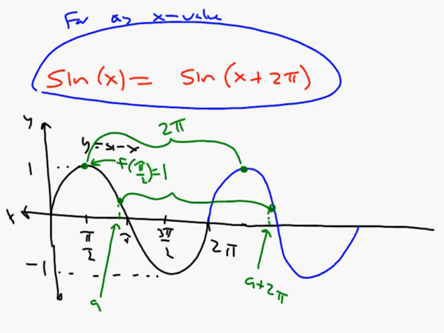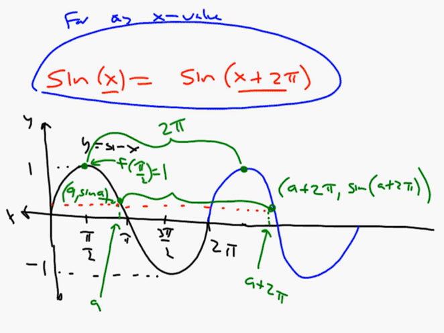This point here has coordinates a comma sine of a. And over here, this point has coordinates a plus 2 pi comma sine of a plus 2 pi. And you can tell, look, the y value at those 2 points, if we trace back to the y-axis, is the same thing. But a function's only periodic if this idea works, this idea that the sine of x is equal to the sine of x plus 2 pi for every x value you can dream of.